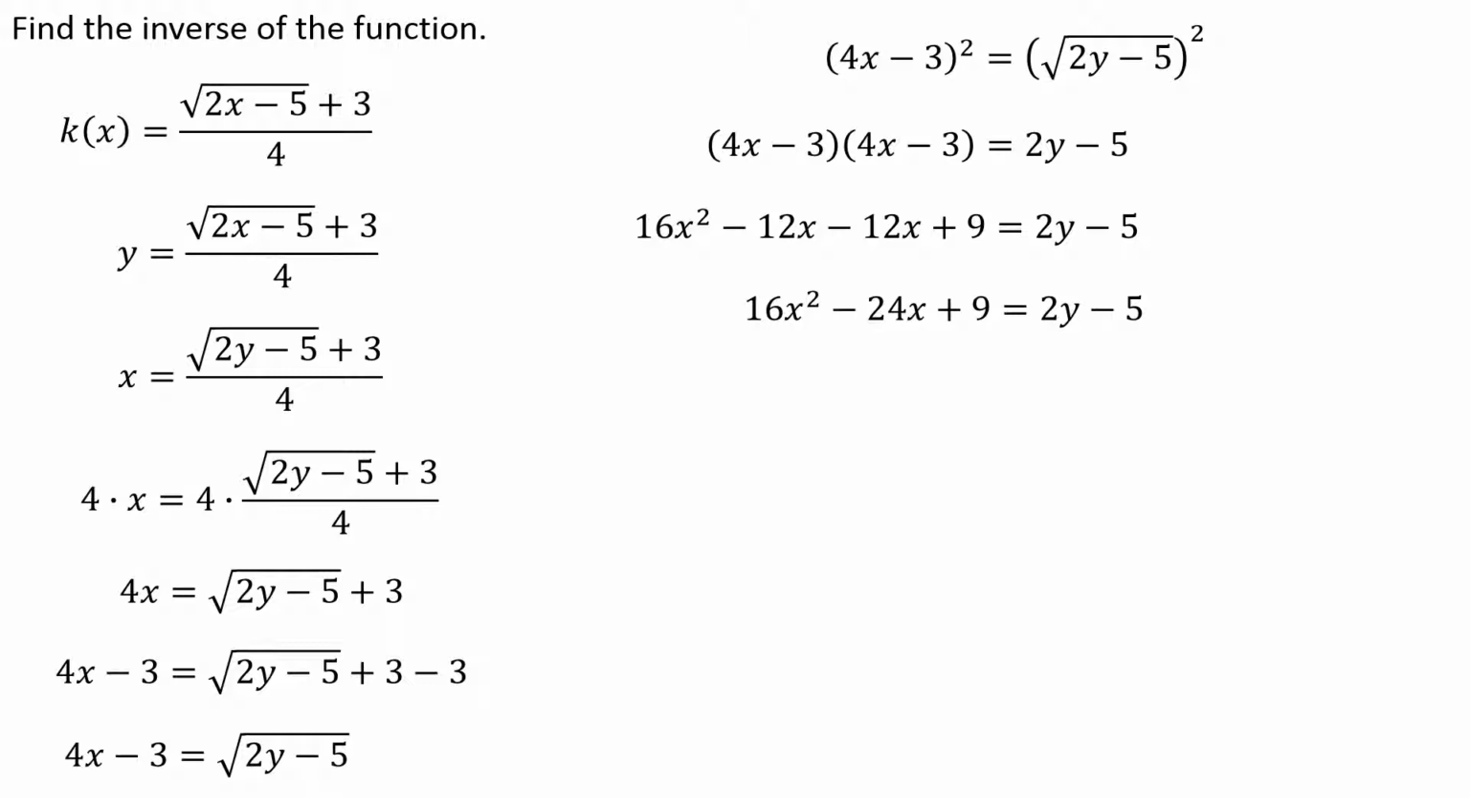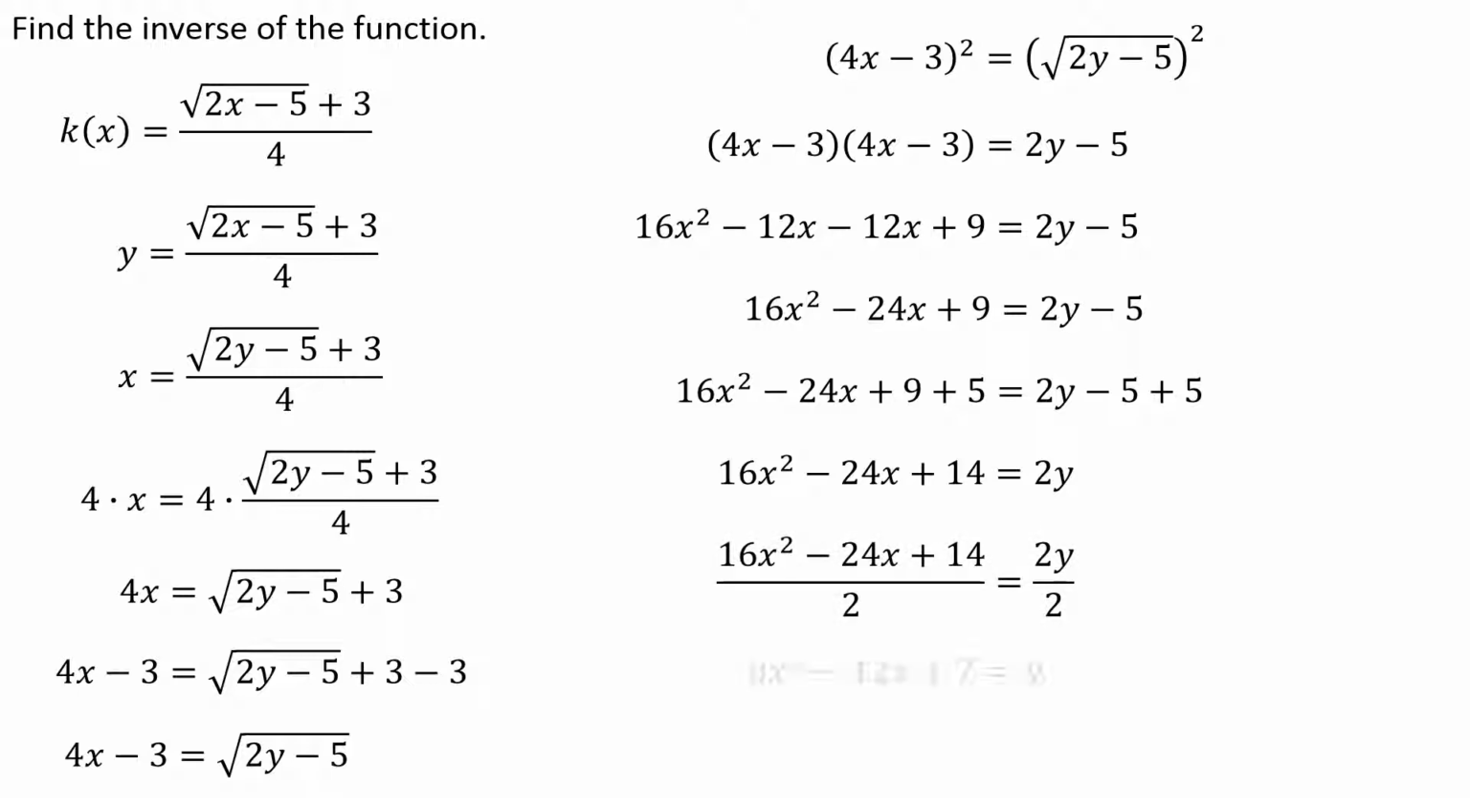And then, of course, we need to add 5 to each side. And then how lucky can we get when we divide both sides by 2? All those were even numbers, and so they're all divisible by 2. And we end up with 8x squared minus 12x plus 7. Whew, a lot of algebra there. That was fun. So the inverse function of k of x is 8x squared minus 12x plus 7.